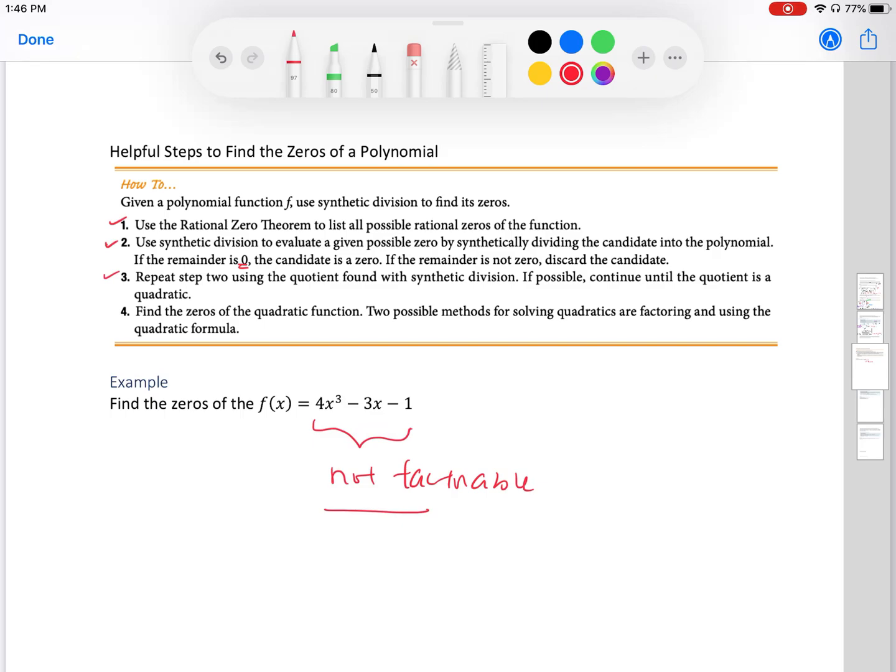So how can we find the zeros if I can't factor? I also don't have a quadratic, so I can't use the quadratic formula. For such cases, we're left to use our list of possible rational zeros.